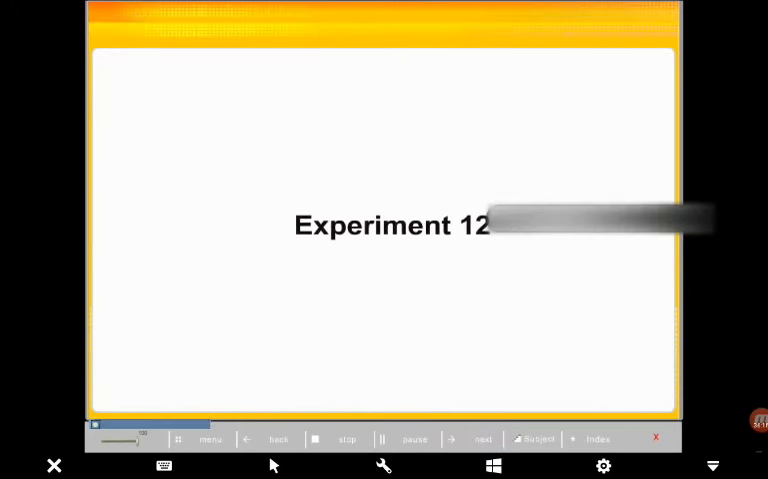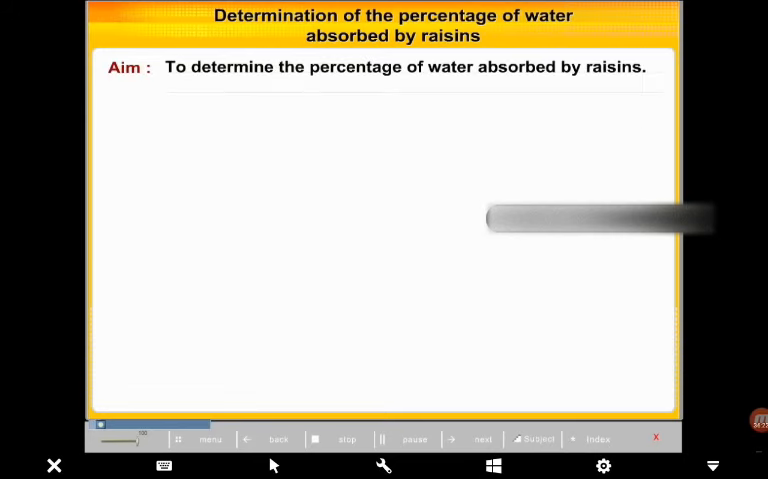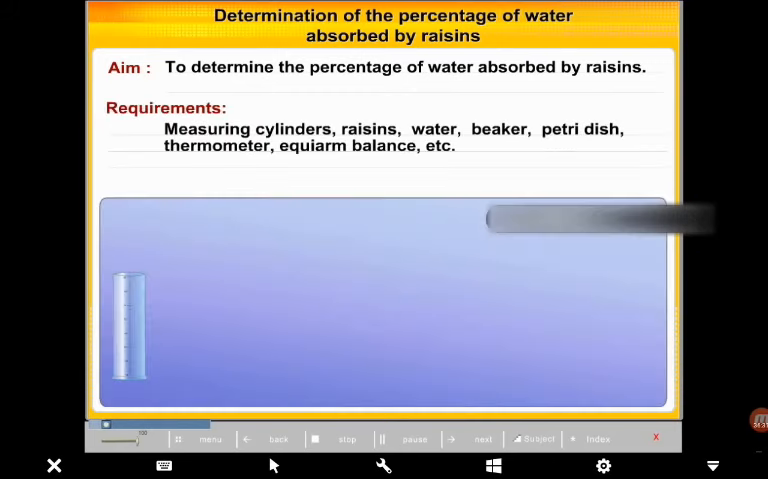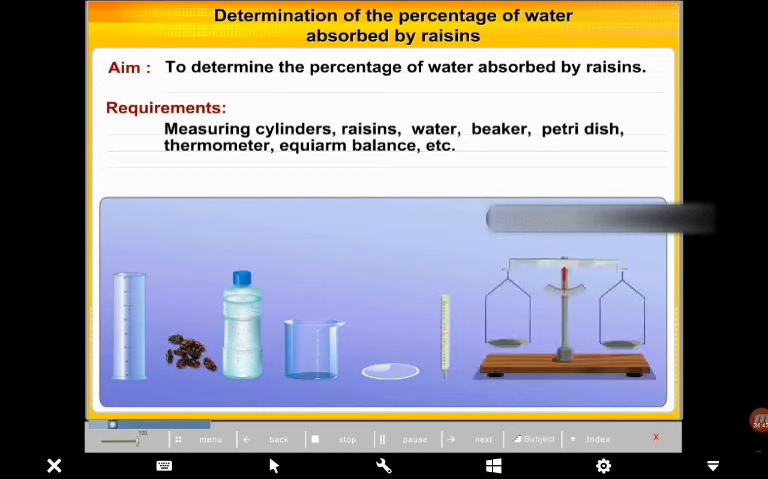Experiment 12. Determination of the percentage of water absorbed by raisins. Aim: to determine the percentage of water absorbed by raisins. Requirements: measuring cylinders, raisins, water, beaker, petri dish, thermometer, equiarm balance, etc.